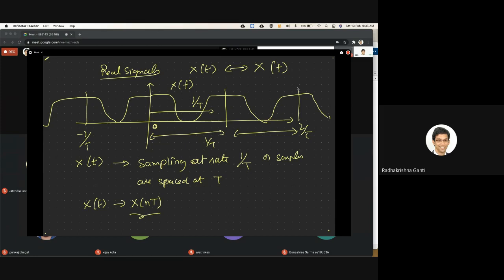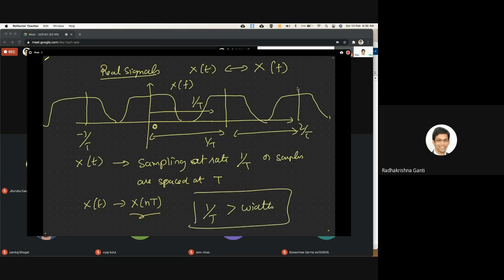Is this clear? If you sample something, what you want to make sure is that these replicas do not overlap. If they don't have to overlap, what should be the relation? The gap should be greater than the width of the signal. That is your sampling theorem.